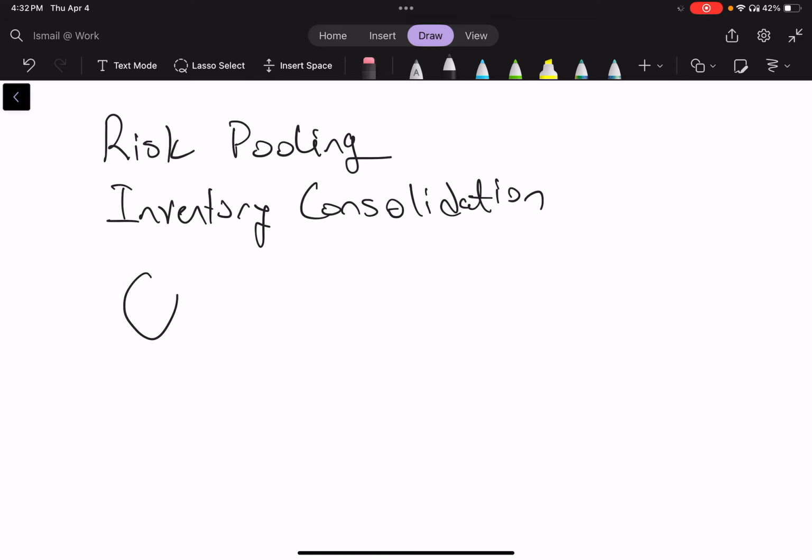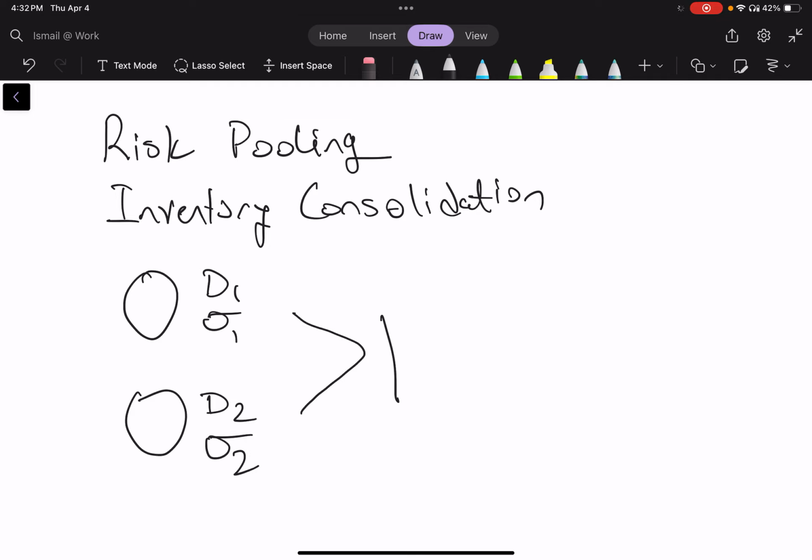Let's say I have two locations. Each of these locations has normally distributed demand, with demand 1 and sigma 1, standard deviation 1, and demand 2 and sigma 2, right? I'm going to combine these two and create, let's say, a new warehouse. And at this new location, I will consolidate the inventory.